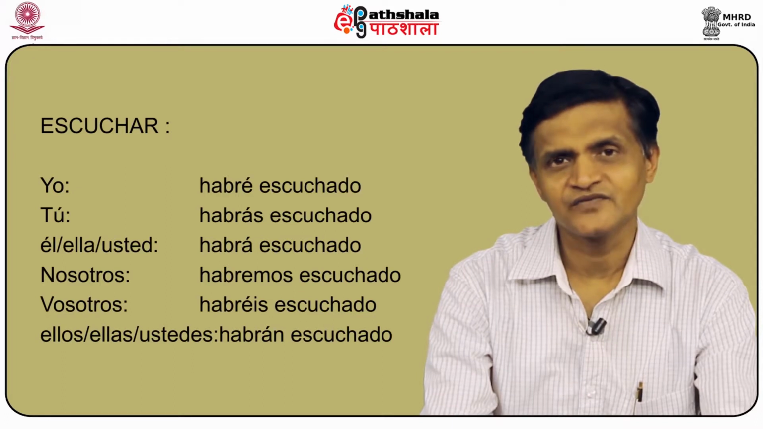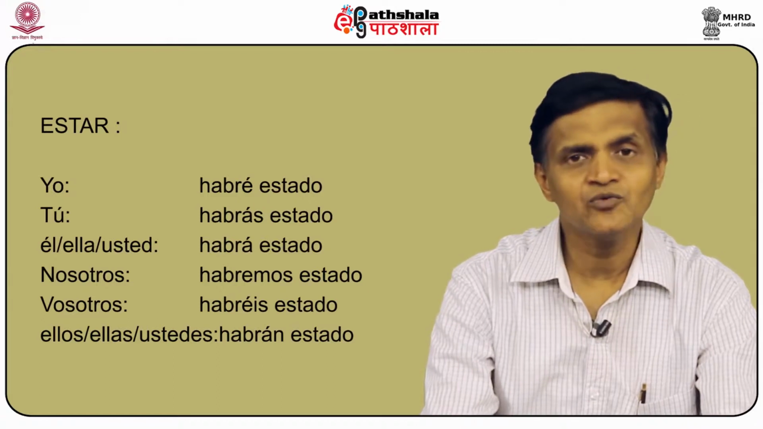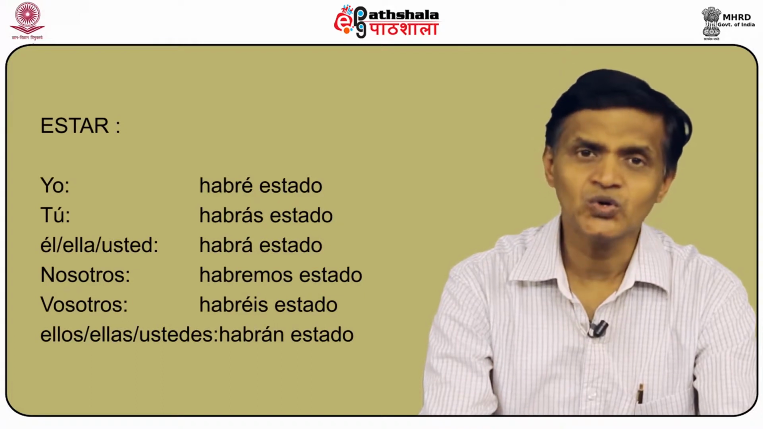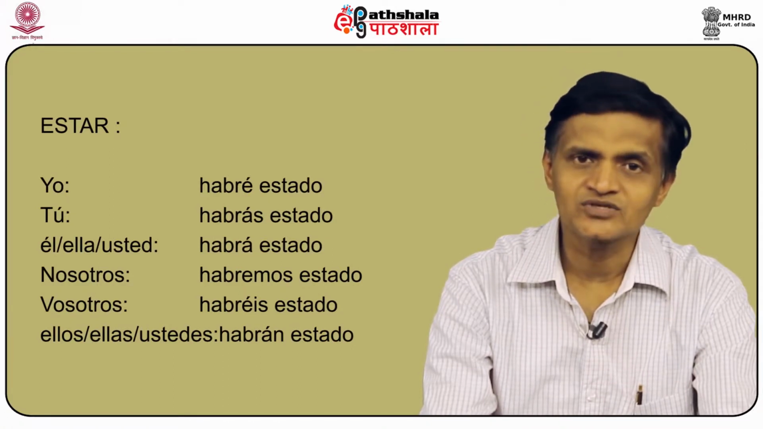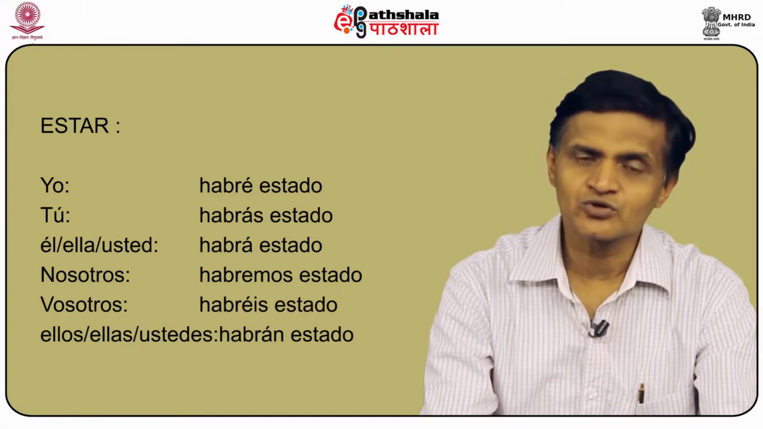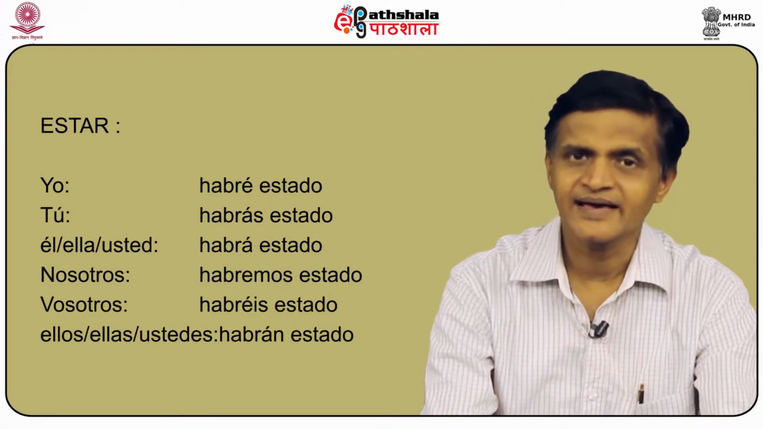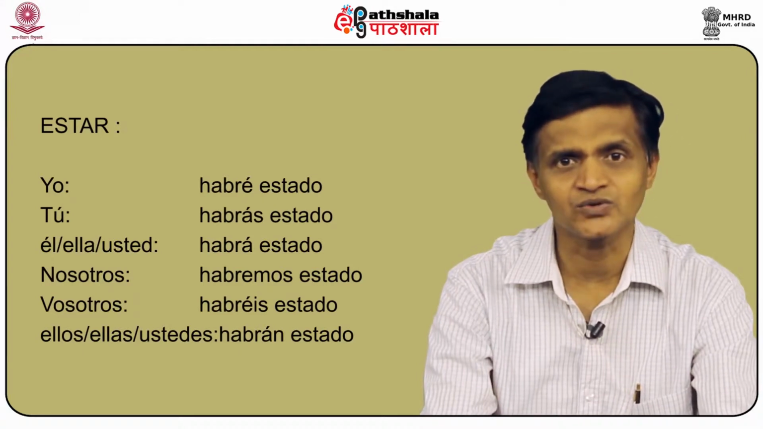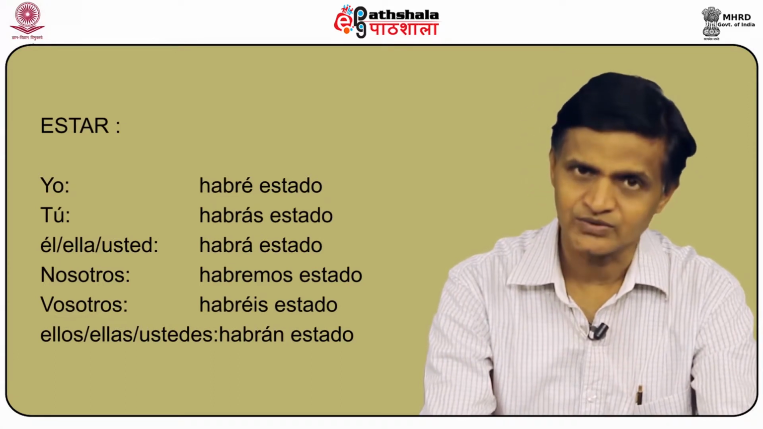Let us pick up another verb which is very important, which is estar. Estar means to be. How would you conjugate estar in this tense? We conjugate it in the following manner. Yo habré estado, tú habrás estado, él, ella, usted habrá estado, nosotros habremos estado, vosotros habréis estado, and ellos, ellas, ustedes habrán estado. I repeat, habré estado, habrás estado, habrá estado, habremos estado, habréis estado, and habrán estado.